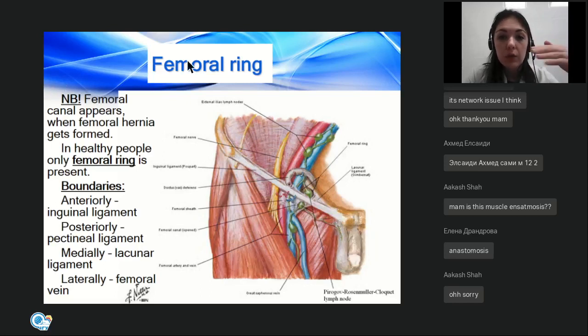The femoral canal, which we will discuss now, appears only when a femoral hernia gets formed. In healthy people, only this femoral ring is present, occupied by the Pirogov-Rosenmuller lymph node. So the boundaries of the deep femoral ring: posteriorly, it is the pectineal ligament, which is also the posterior boundary of the vascular space. Then medially, it is the lacunar ligament, also the medial boundary of the vascular space. Laterally, it is the femoral vein.